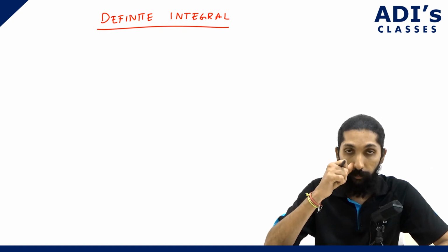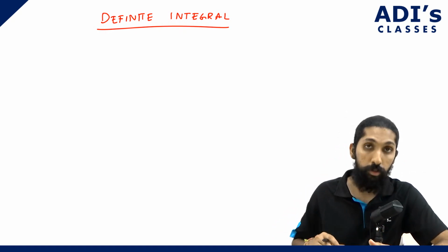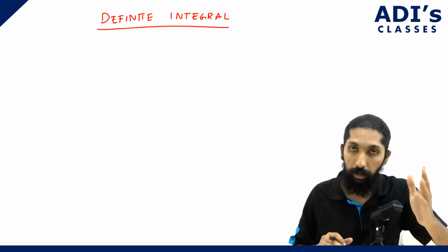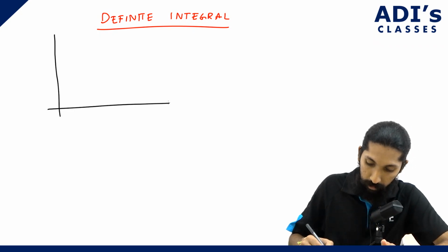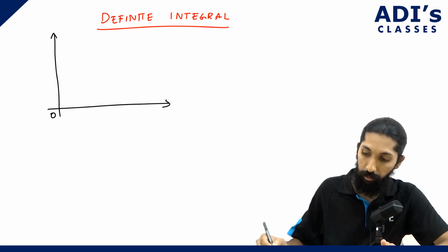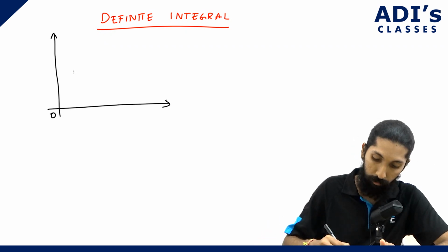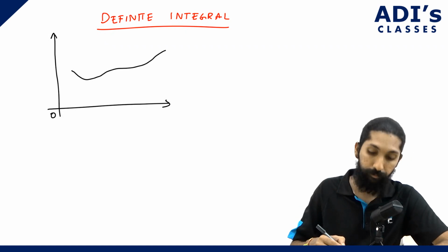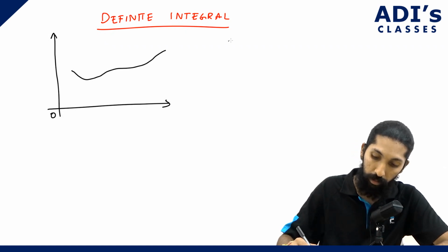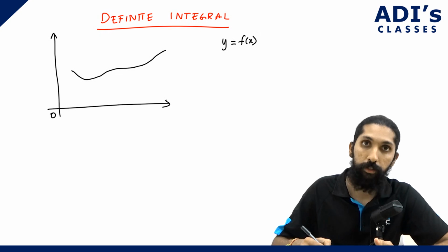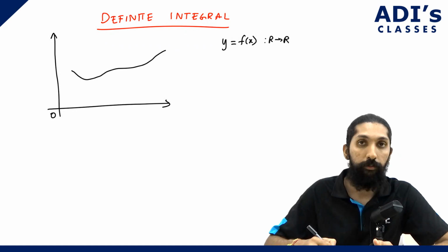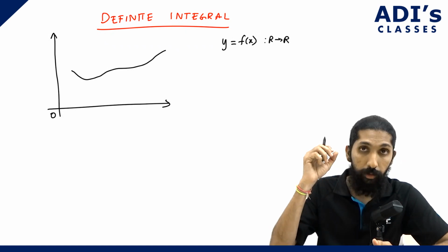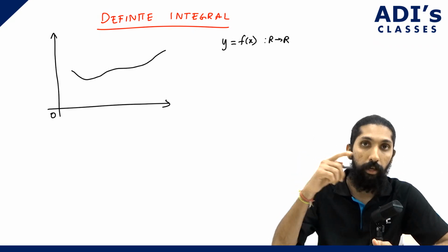Very first thing, assume that you have some graph. Some function is there. Say you have the y-axis and the x-axis. Now here some function is there, something like this. The function is given by y is equal to f of x, the defined function, and this defined function is from R to R. Fair enough. Now we are going to consider two points, say a and b.